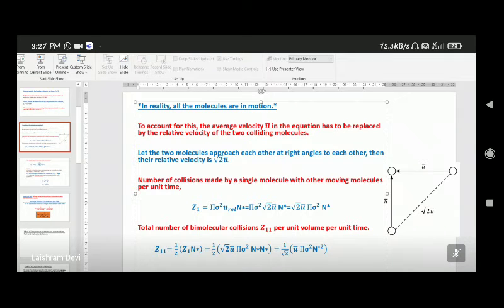If you compare this equation with Z11, the only difference is that U bar is replaced by root over 8kT upon pi mu, and sigma is replaced by sigma 1 2. That's it. And instead of n star square, n1 into n2 is written, where n1 is the number of molecules per unit volume of type 1.